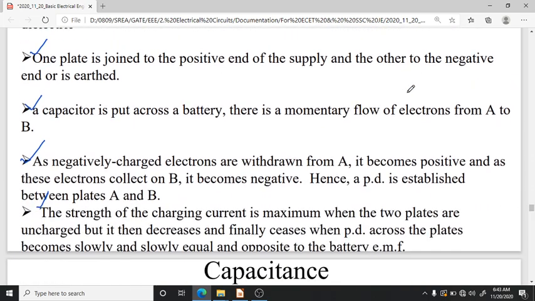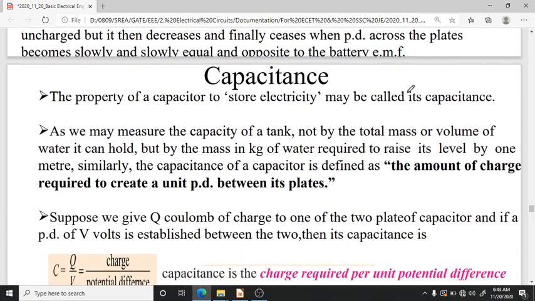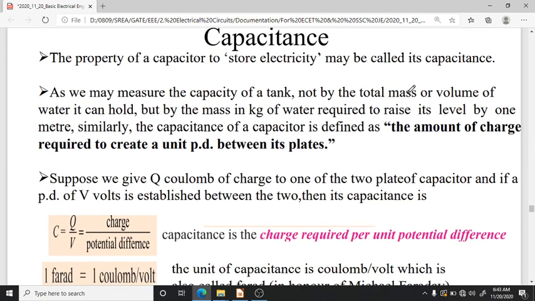And what is capacitance? The property of a capacitor to store electricity is called its capacitance. Just as we measure the capacity of a tank not by the total mass or volume of water it can hold, but by the mass in kg of water required to raise its level by 1 meter.